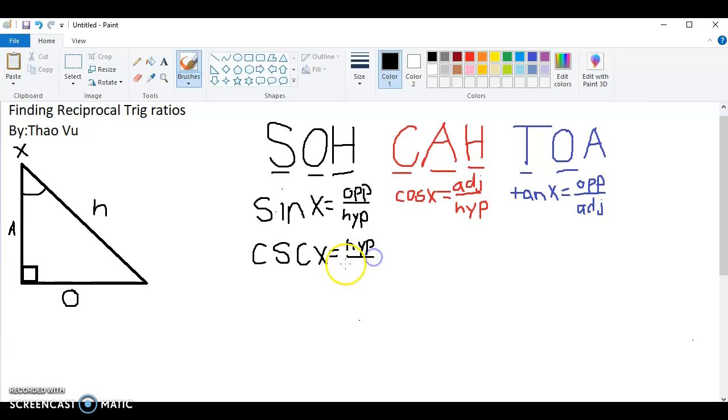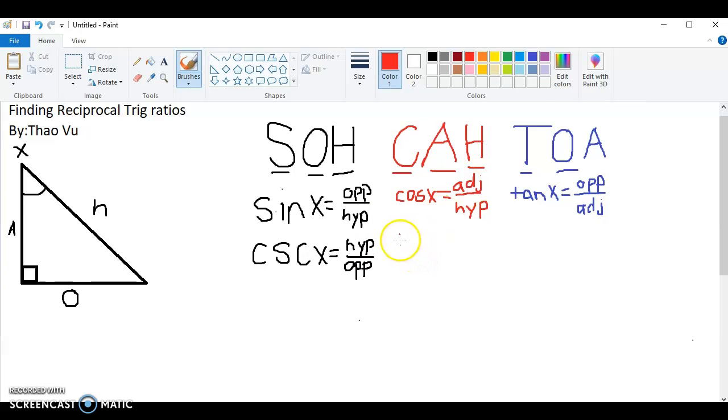And so since it's the reciprocal of sine, it means the hypotenuse over opposite. I like to remember it as since it's the reciprocal, I just swap these two with each other, as it's easier for me to remember it that way.